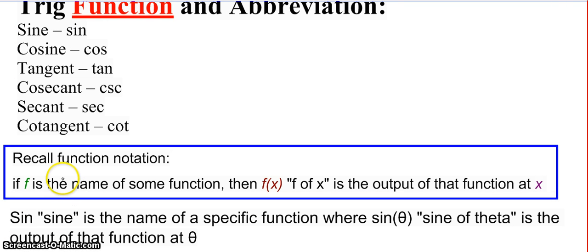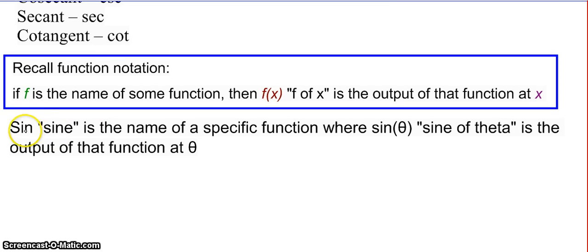A couple other things to keep in mind or recall. Recall function notation. If f is the name of some function, then this notation, f of x, is how I pronounce it, is the output of that function at x. So f is the name, f of x is the output, x is the input. Great. Why do I care about that? Because sine is the name of a specific function where sine of theta, that's how I say it, is the output of that function at theta.